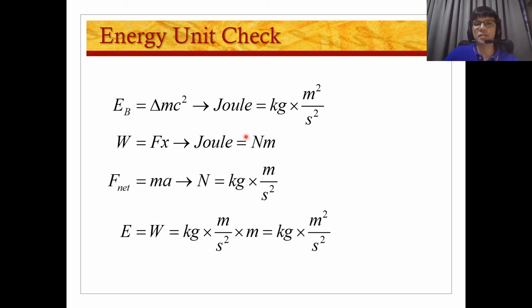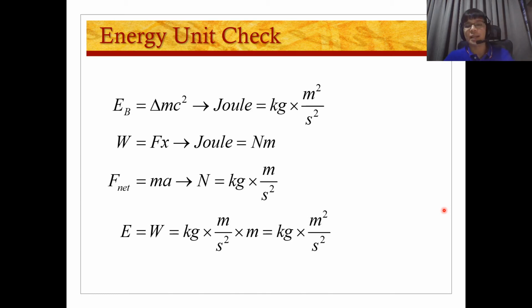For joules, it's just newton meters, and the newton is the unit of force. The unit of force can be represented with ma, mass times acceleration, so kg meter per second squared. If I put these together, kg meters per second squared multiplied by the distance from W equals Fx, you get kg meter squared per second squared, which is dimensionally consistent with mc squared. So the units check out for E equals mc squared.